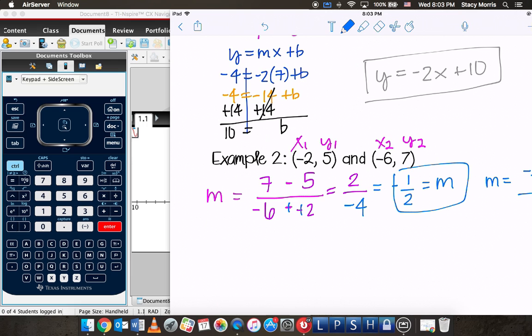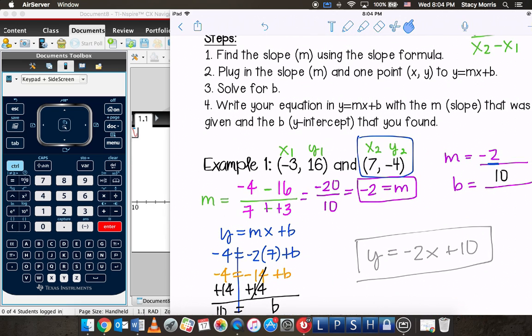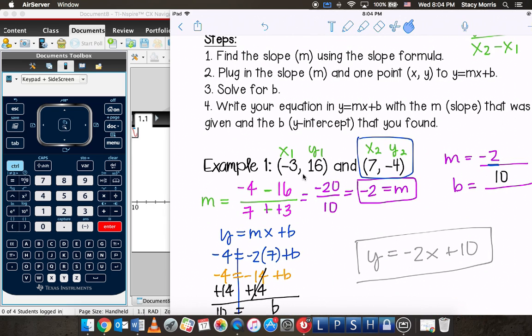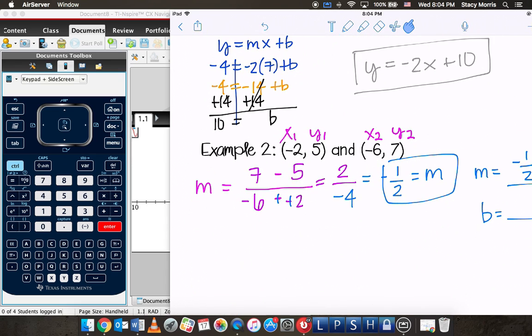The next thing that I need is b. So to find b, if I go back to my steps, this is just like what we did the other day. We plug in the m that we got, and we choose one point. So I have to pick one of these points. Just like the last one, I have a negative and a positive and a negative and a positive, so I don't think either of them is better for that. So then you have to decide, do you just want to work with -2 and 5 or -6 and 7? I probably would choose -2 and 5. I think those are a little bit easier to work with. So this is the point I'm going to choose.